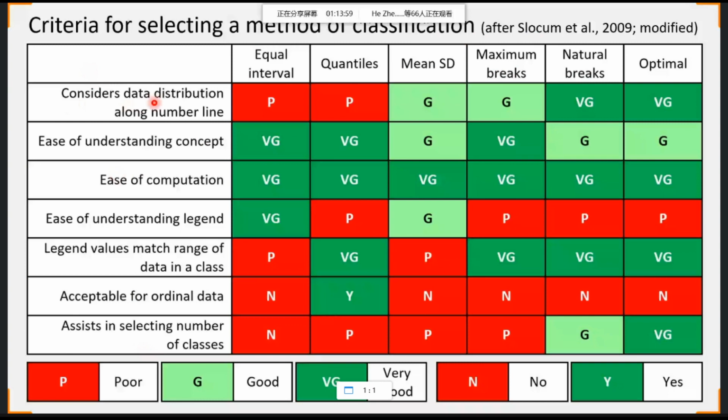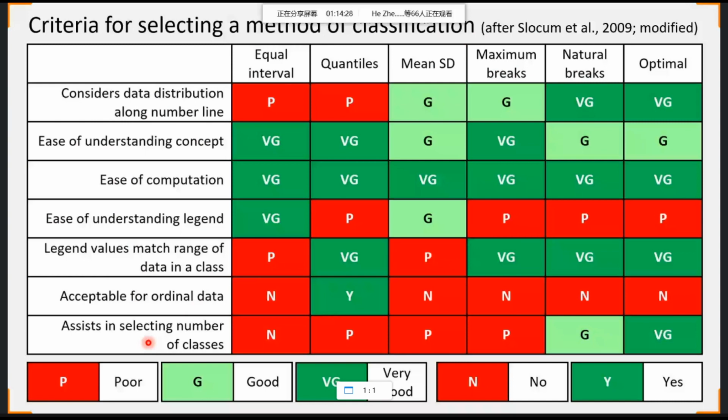So: considers data distribution along the number line, ease of understanding the concept behind the method, ease of computation of the method, ease of understanding the legend, legend values match range of data in a class, acceptable for ordinal data, assists in selecting number of classes. So these are the criteria. They are all from Slocum and colleagues.